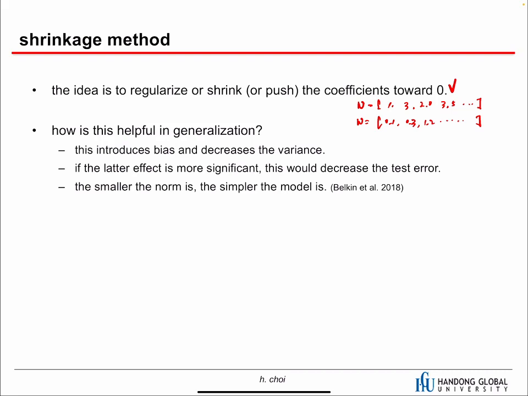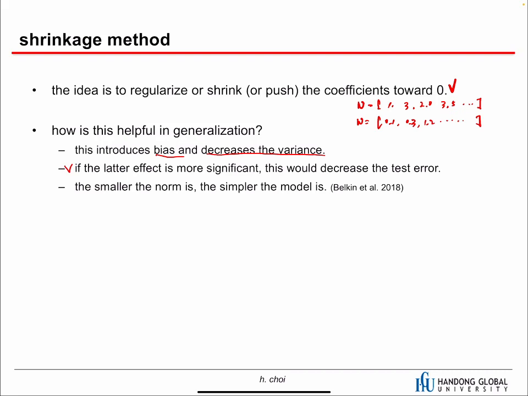And how is this helpful in generalization? Because this introduces bias, which is bad, okay? But with this bias, we can decrease the variance. That's a good thing. The total error is actually the sum of bias and variance. While we are introducing a little more bias, if we can decrease the variance a lot, then this latter effect is more significant and this will decrease the test error. So this is how the shrinkage method works.